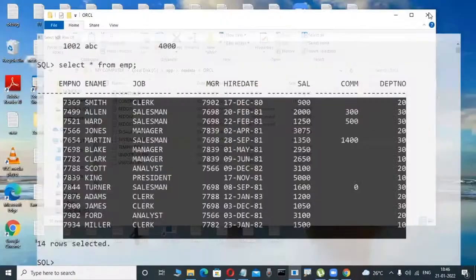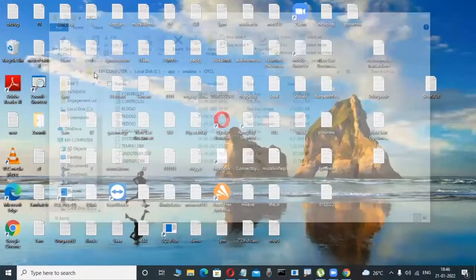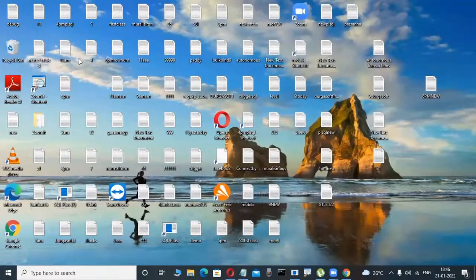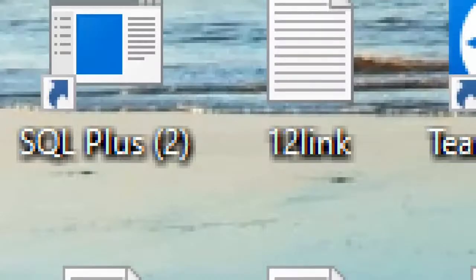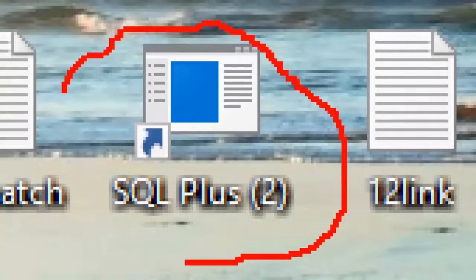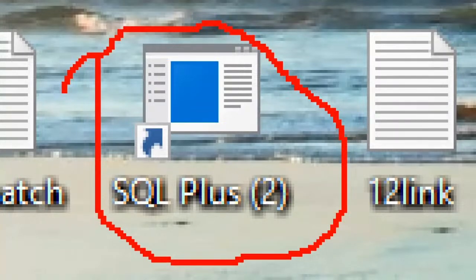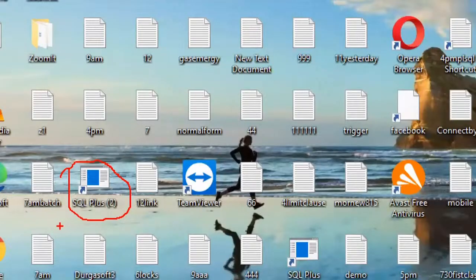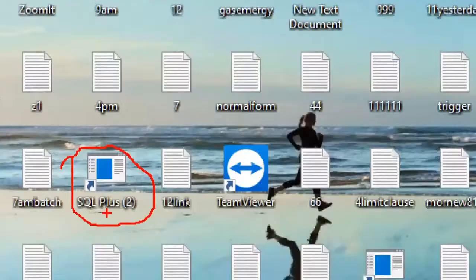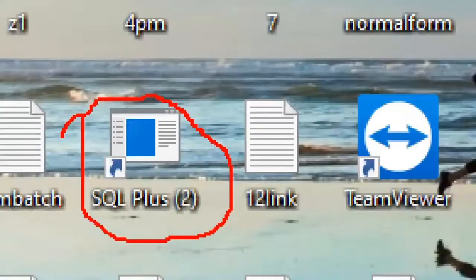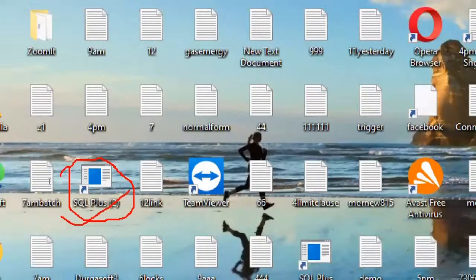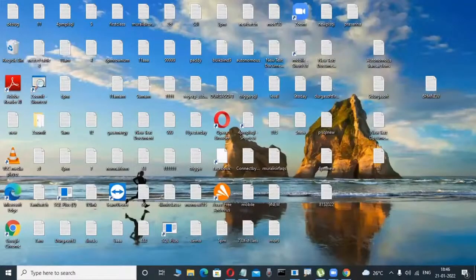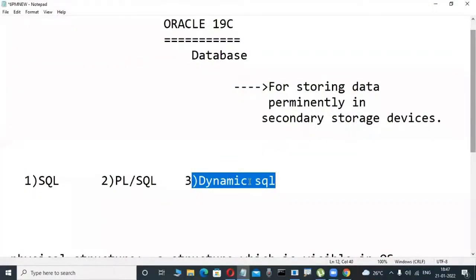Now check it out, observe here. Suppose on the screen, in my screen only, something is there. What is this one? I'm installing Oracle. SQL Plus is there. SQL is a language, you have an idea. PL/SQL is a language, some coding is there. Dynamic SQL is a language. Daily we are writing code.